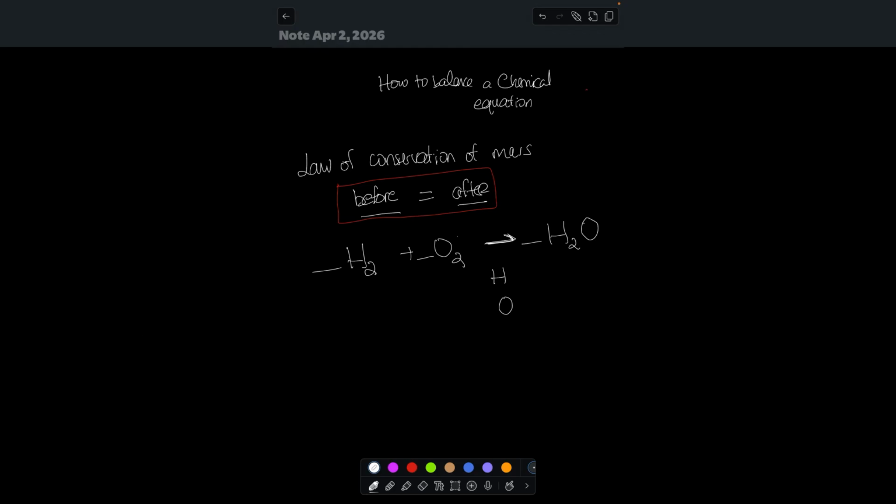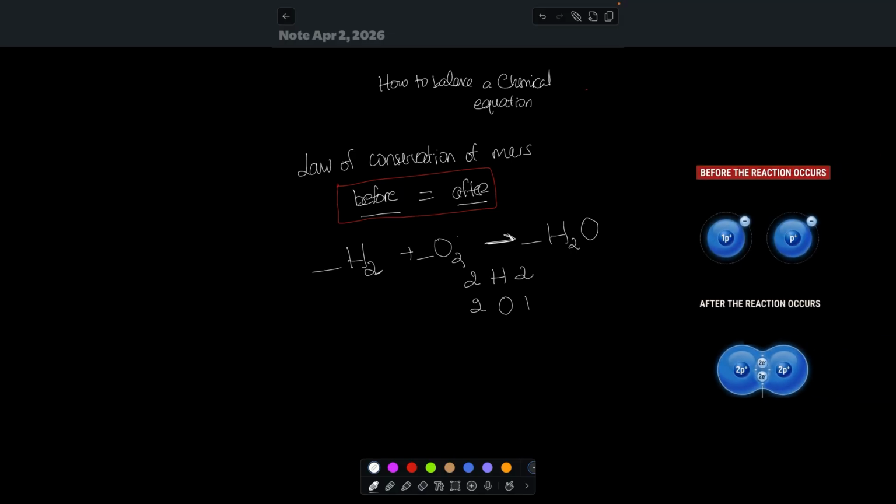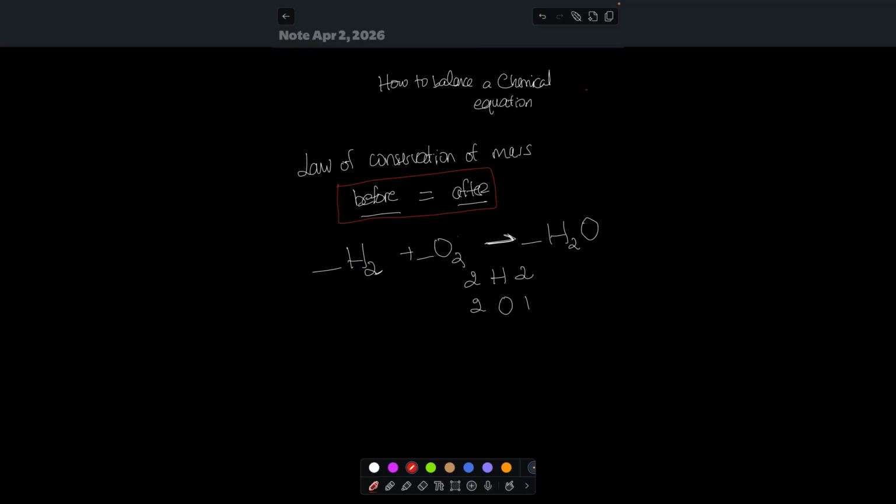So you can see here we have a subscript of 2, so that means we have 2 hydrogens before the reaction occurs. And we happen to have 2 atoms after the reaction occurs. For oxygen, we have 2 before and we have 1 after. So we can see that there's a problem right here. This part does not follow the law of conservation of mass. Therefore, we're going to have to balance it.